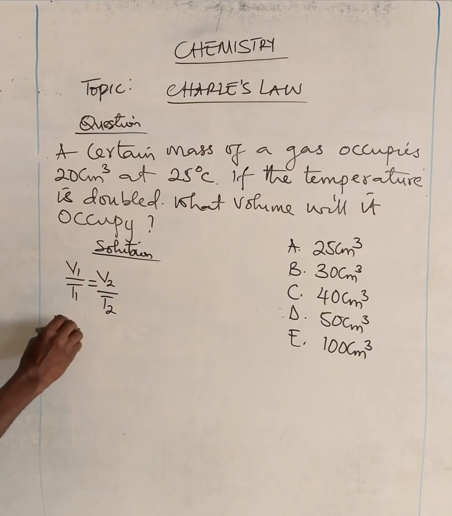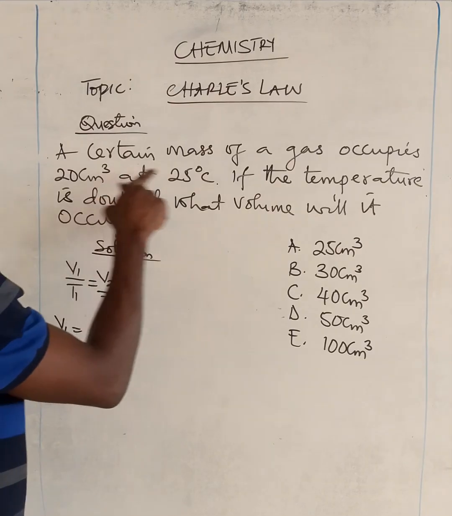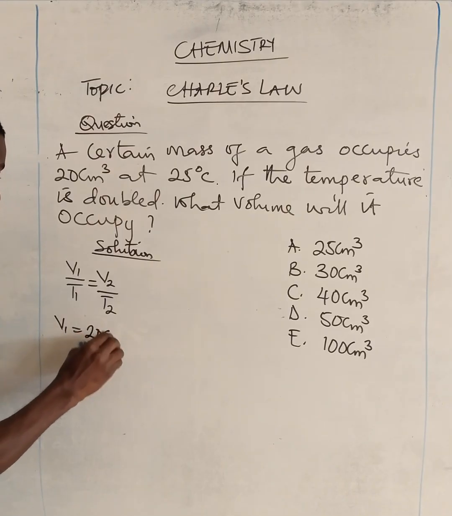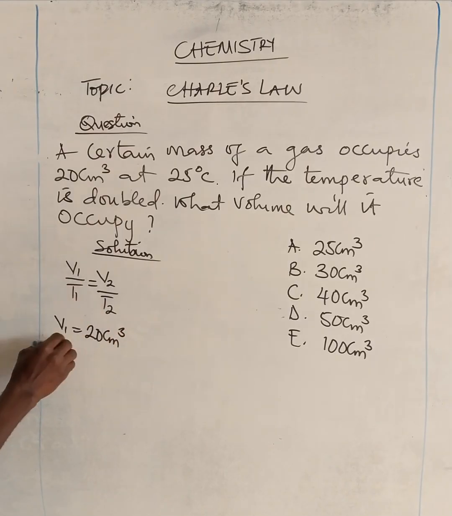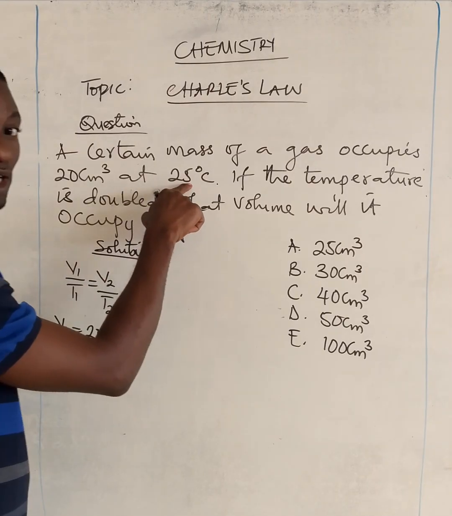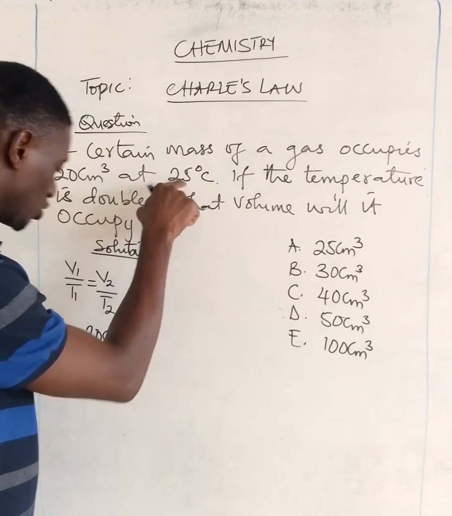From our equation, we are given that the initial volume, which is V1, that the gas occupies is 20 cm³. So our V1 is 20 cm³. T1 we are given to be 25. This is our initial temperature. We are given 25 degrees Celsius.